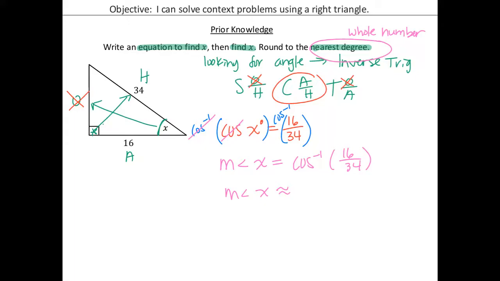What did you guys get for your answer? 61.9. Okay, but this says to round to the nearest degree, so nearest whole number, that has to round up to what? 62 degrees. Don't forget our symbol for units is degrees this time. All right, so this is prior knowledge because we've done this before for lesson 10.2. We're going to need to be able to do this in today's lesson, but we're just going to add word problems to it now.